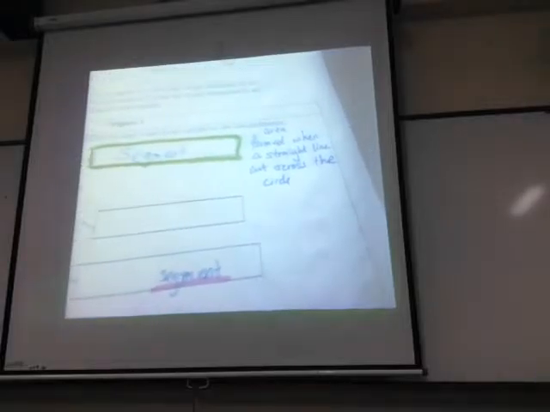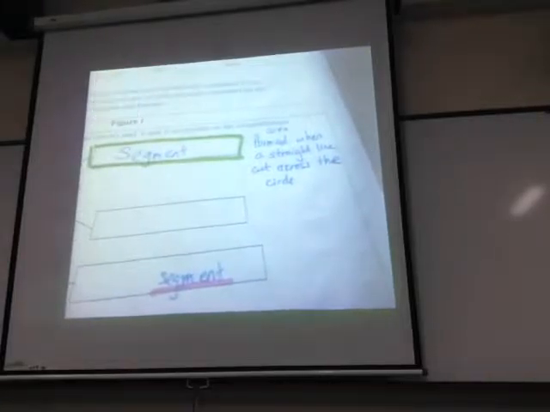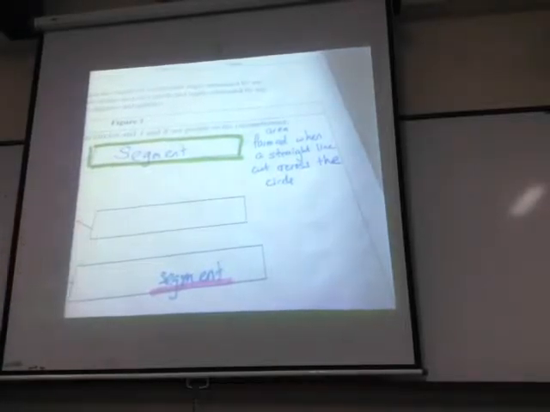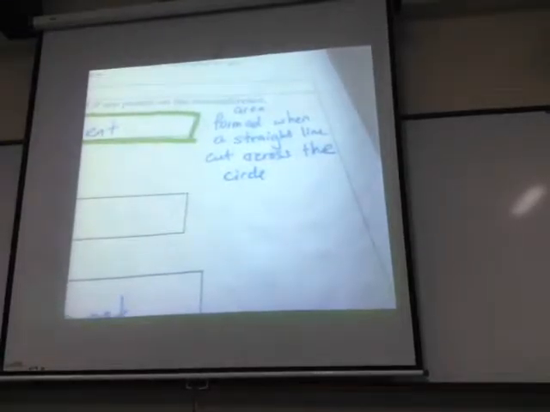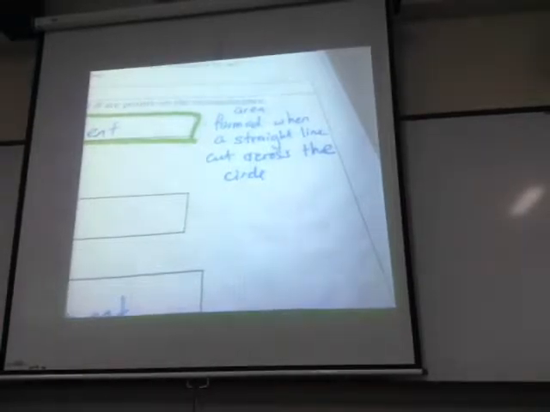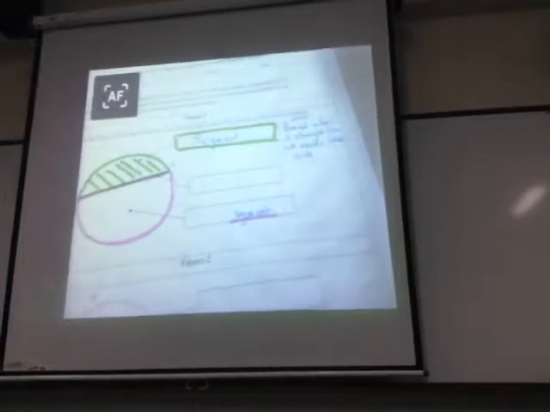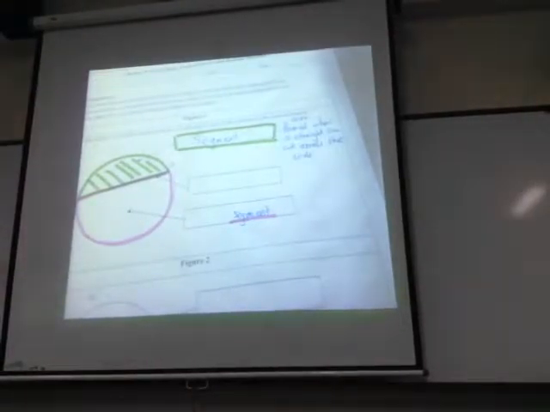And I zoom out. You color already? Color the segment. I want to color the green segment. So can you color your segment now? Can I show you the answer? You are still copying. Segment equals area formed when a straight line cuts across a circle. So do you have this? Yes? So this is called a segment.